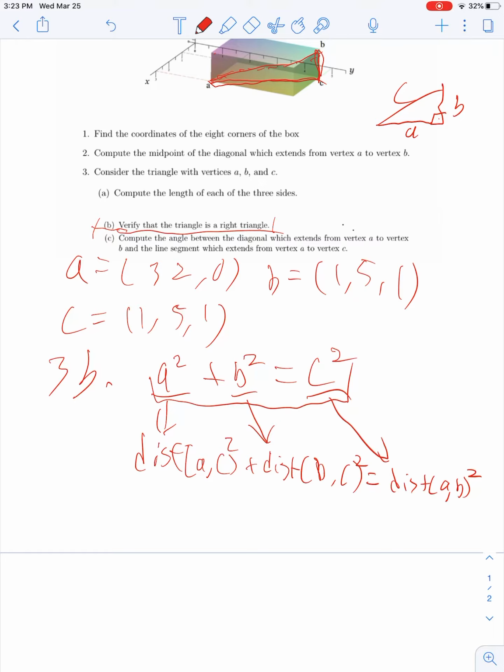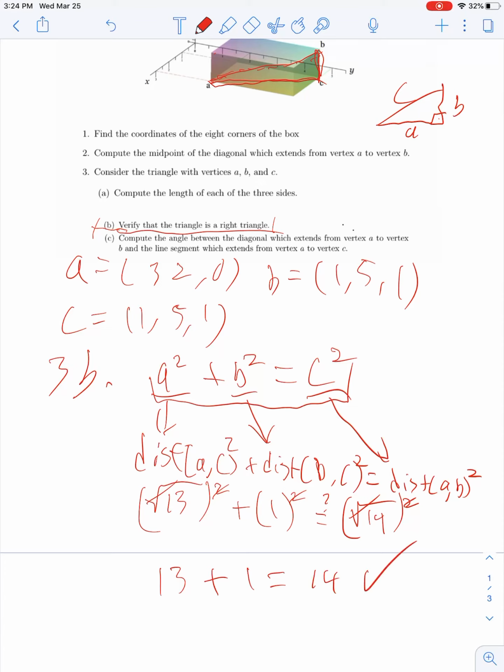So if this holds, then we know it's a right triangle, and guess what? The distance between A and C from our previous question is root 13, and we're squaring that, plus 1, and we're squaring that, and it's going to stay the same. Is this equal to root 14 all squared? Squaring the root gets rid of it. That stays the same, and we get 13 plus 1 is equal to 14, which is true. Therefore, we have ourselves a nice little right triangle.